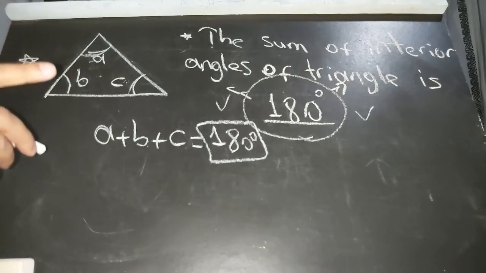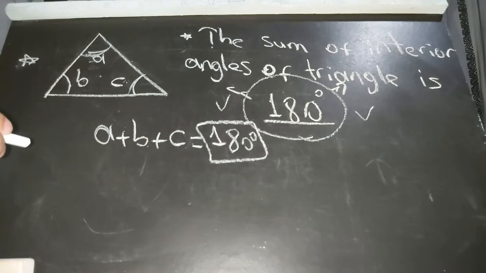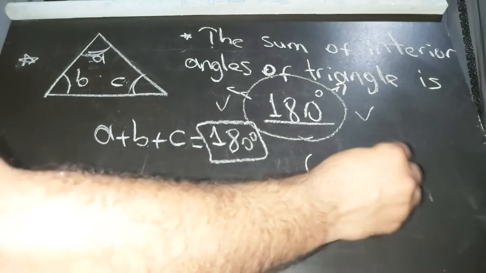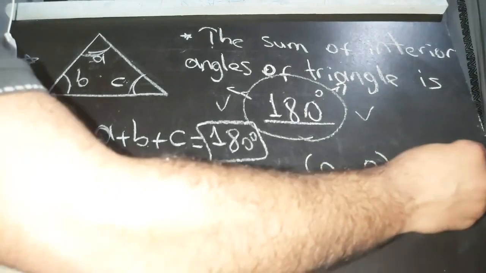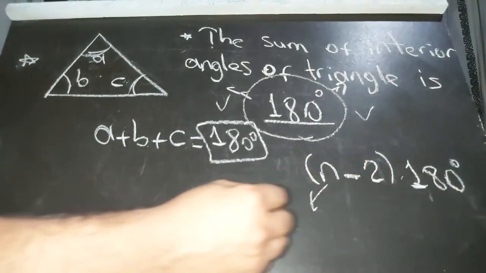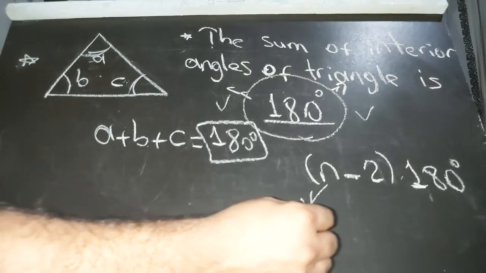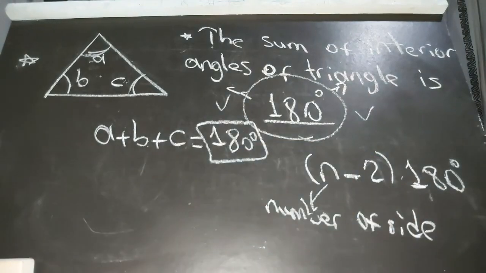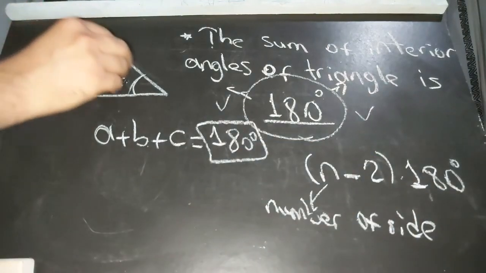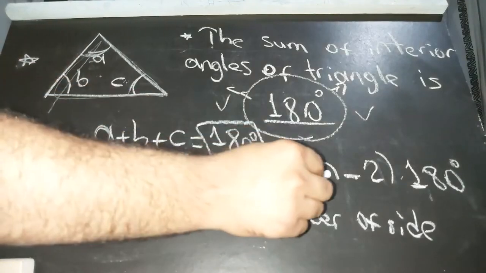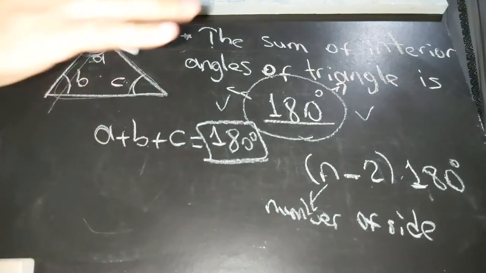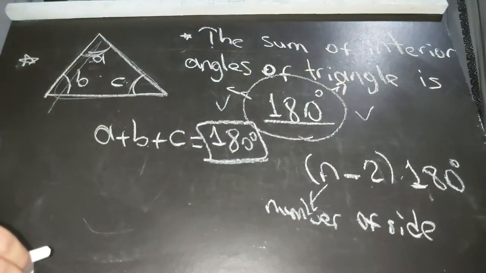There is a formula to find the sum of interior angles of shapes, which is n minus 2 times 180. N represents the number of sides. So from there, I have 3 sides for a triangle. 3 minus 2 is 1, times 180 is 180. We can try this for all shapes. Okay, so now let's solve some questions about this.